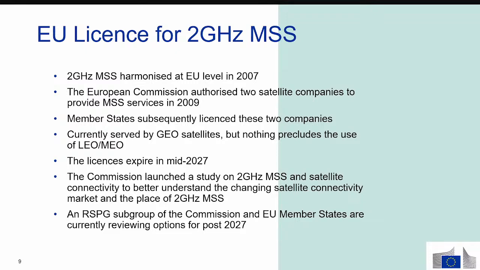Service is currently provided by GEO satellites, but nothing precludes the use of LEO and MEO constellations for providing service if the use by these companies, or maybe future companies, evolves to take account of the new dynamic in satellite connectivity. The licenses actually expire in 2027, and with this in mind, the European Commission launched a study of the 2 gigahertz band, and particularly how they fit into the global framework of satellite connectivity, so we can better understand the best uses for 2 gigahertz. The RSPG, the Radio Spectrum Policy Group, is currently analyzing options for post-2027 in case the situation for licensing needs to be changed in some way. Next slide, please.